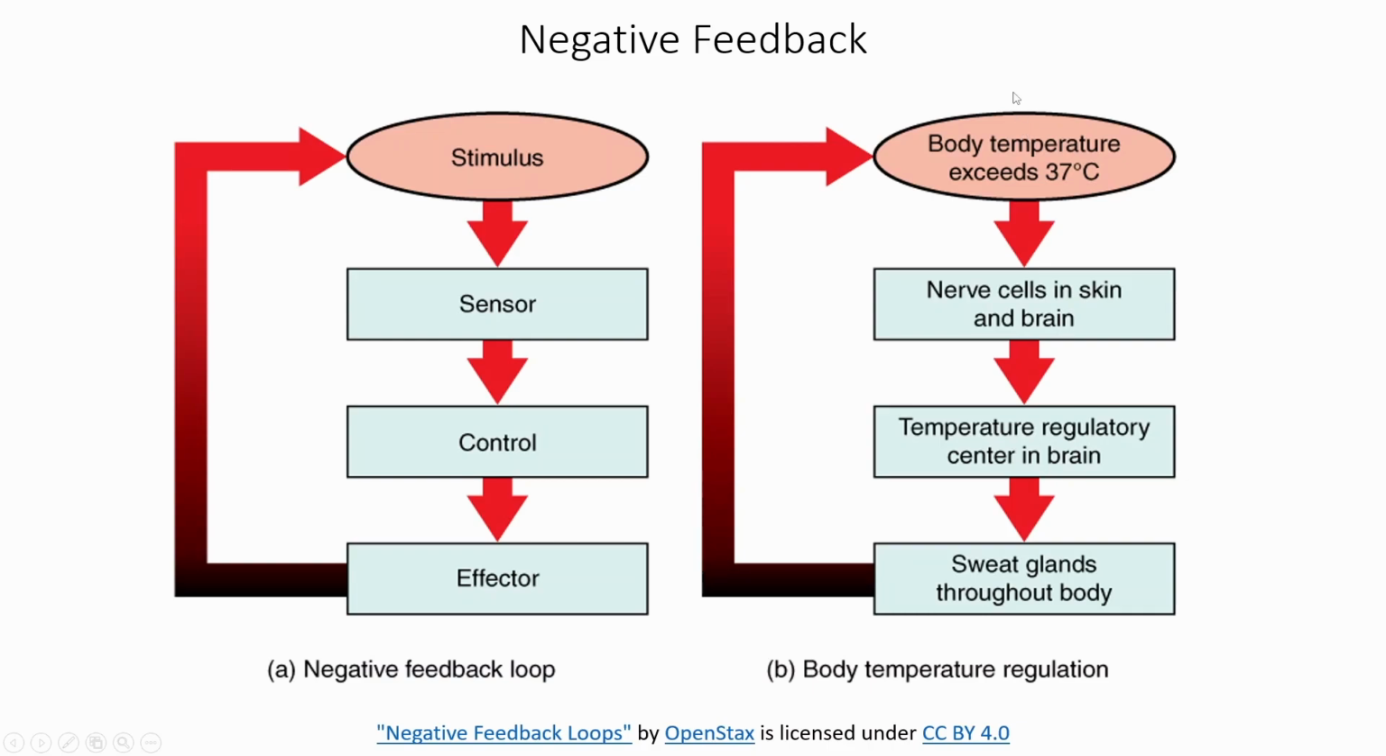If the body temperature goes too low, same thing, we have sensors that can detect that. The sensors then talk to the brain, the same region, the temperature regulatory center in the brain. And then instead of talking to the sweat glands, because we're now too cold and sweating's not going to help, our brain can talk to muscles. Hey muscles, we need you to shiver, because the tiny contractions generate heat. Our body temperature then increases.